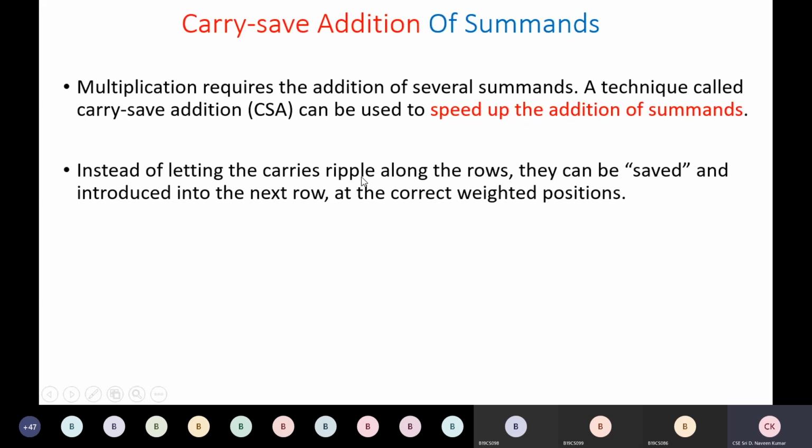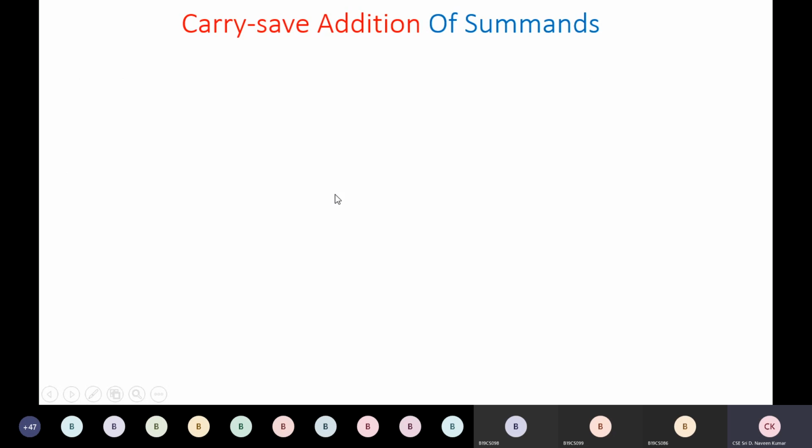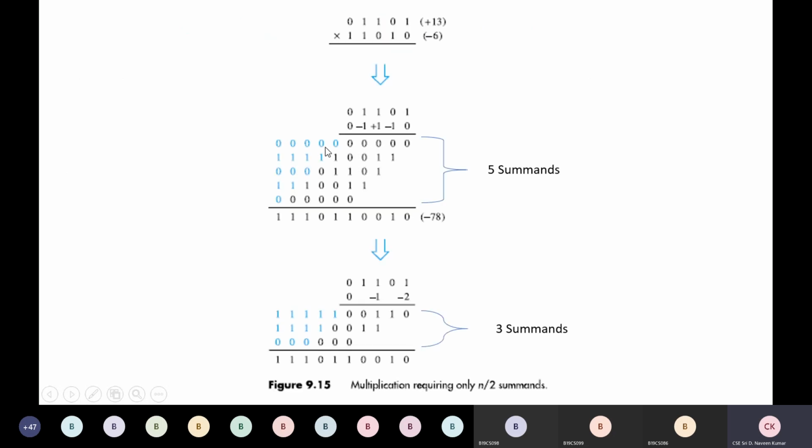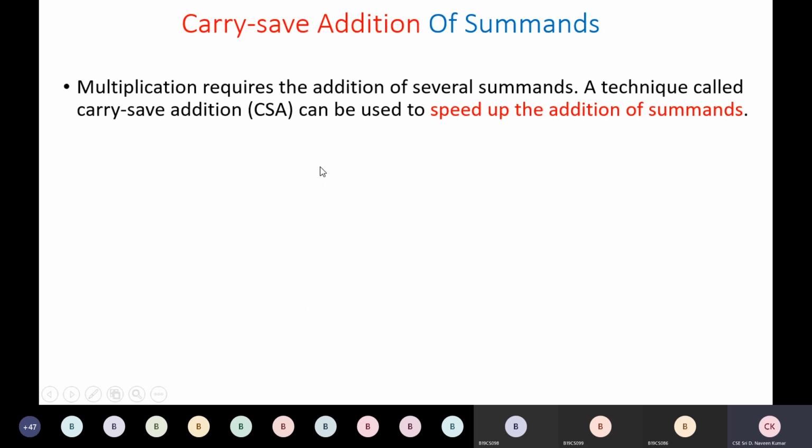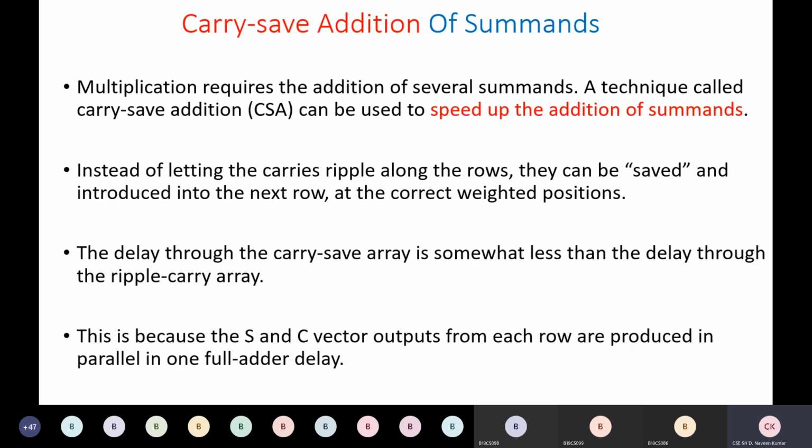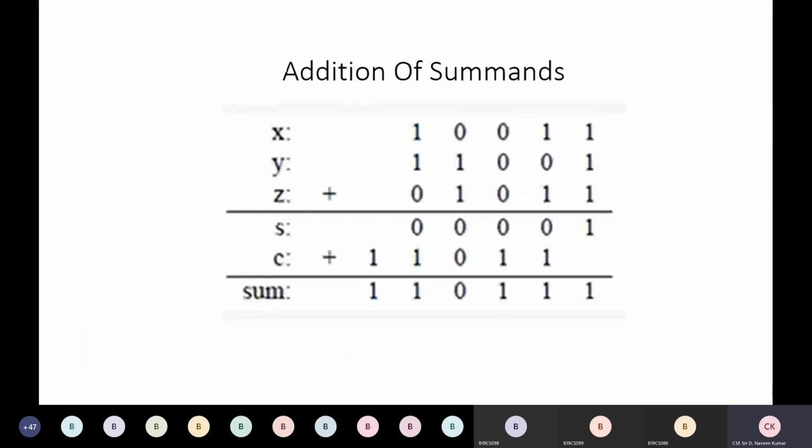Okay. So generally the carries ripple. They move towards the left. They ripple from one column to another column. So we avoid these carries. So we will take an example here, the addition of summands.